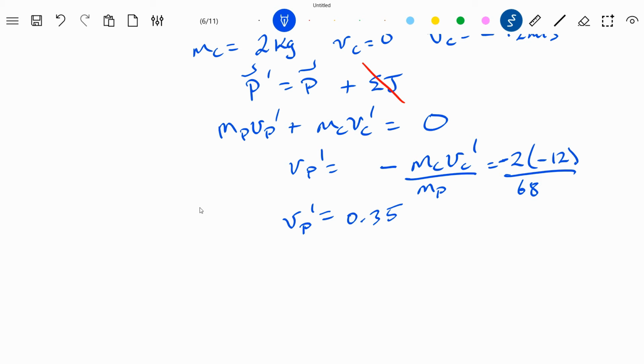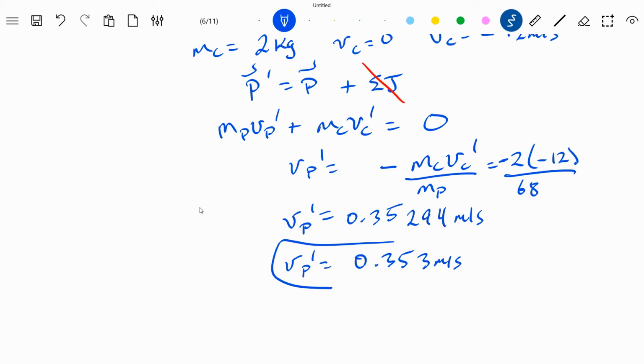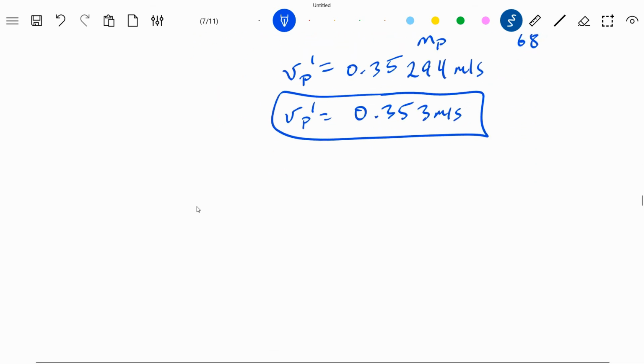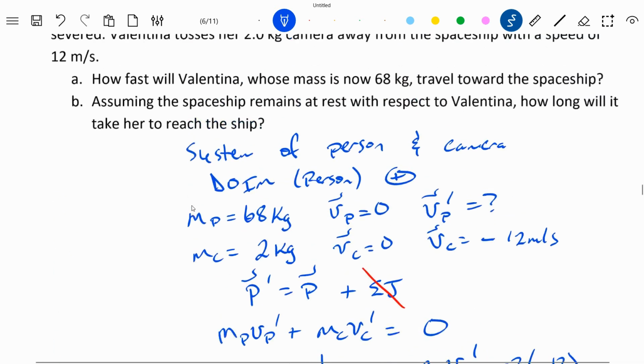0.35. Now normally I would just round this off to 3 figures. How about if I record 5 figures, because I know there's a part B coming up. So 0.35294 meters per second. I'm going to use that later. But as far as part A is concerned, I will report a value of 0.353 meters per second. So I'm going to call this my reported value, but I'm keeping those extra digits for part B.